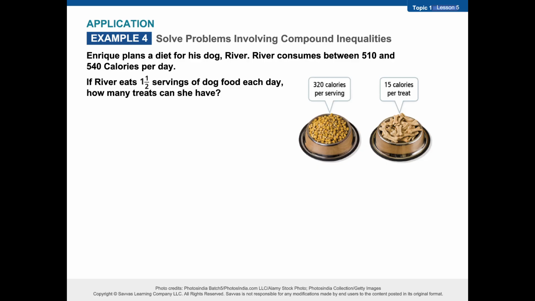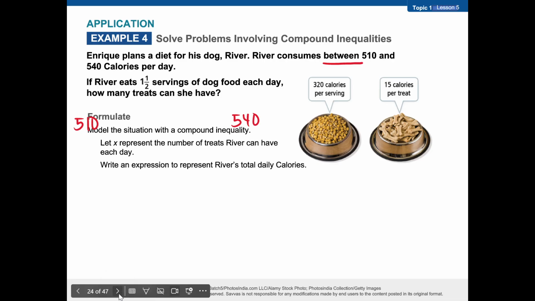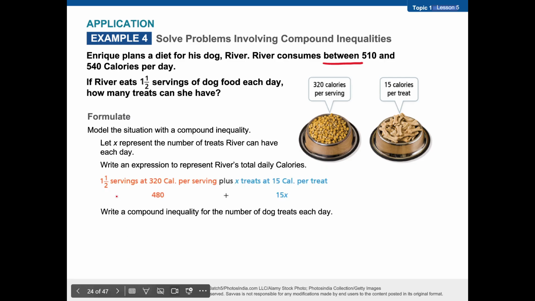Here we have Enrique plans a diet for his dog, River. River consumes between, that means and, 510 calories and 540 calories per day. He eats 1.5 servings of dog food each day. How many treats can she have? So model the situation with a compound inequality. Let X represent the number of treats that River can have each day. Write an expression to represent River's total daily calories.